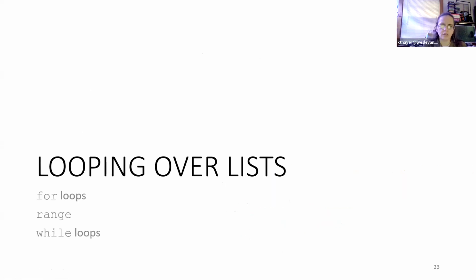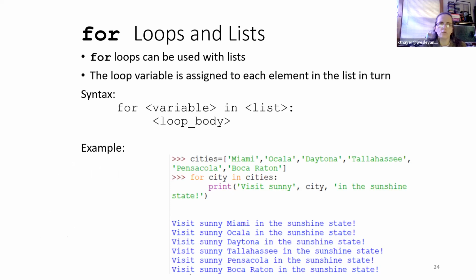So that brings us then to looping over lists. You might have been expecting this, and we've previewed those in a few examples that we've seen so far. So we have for loops, we have range, which is basically a kind of for loop, and we also have while loops. So, for loops and lists.